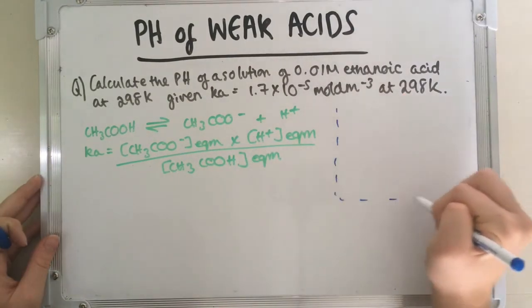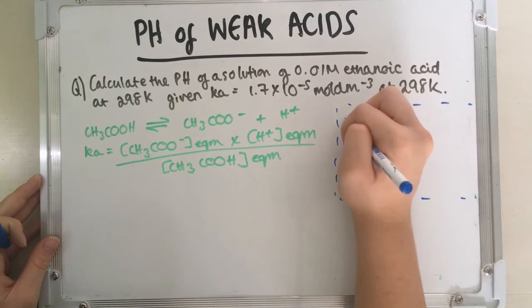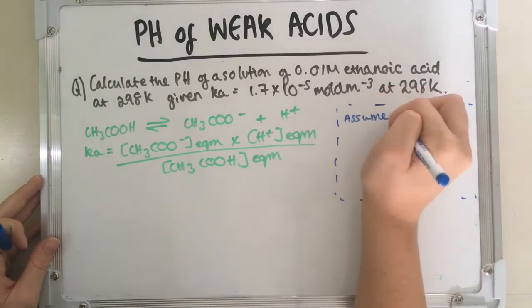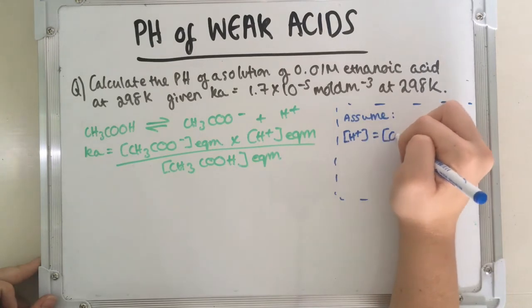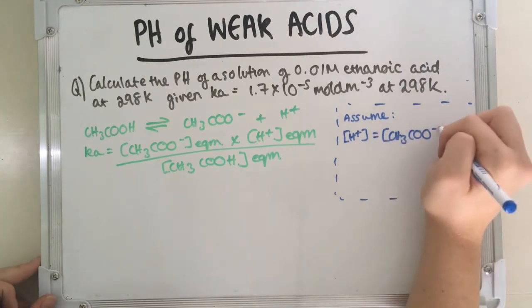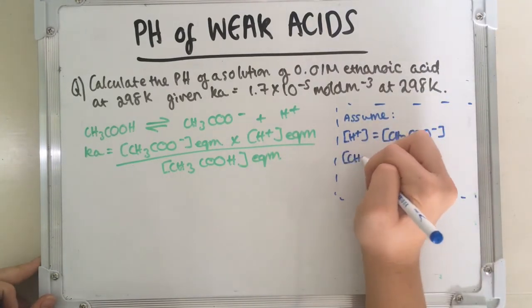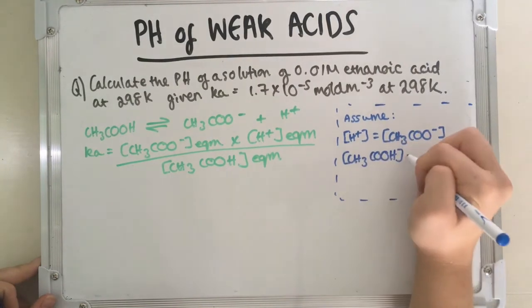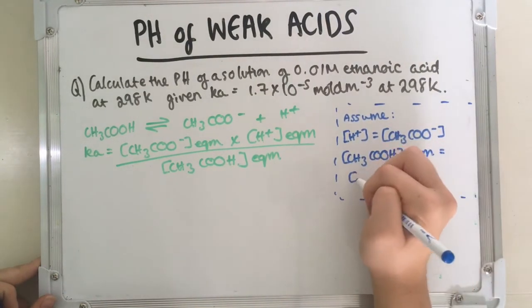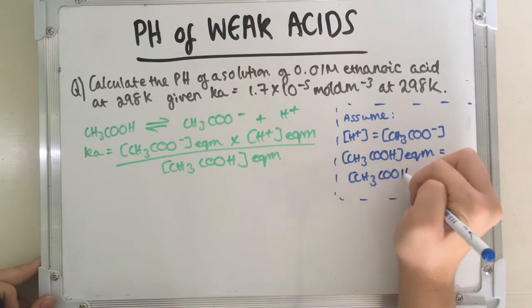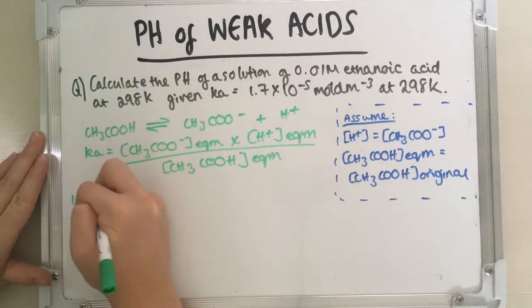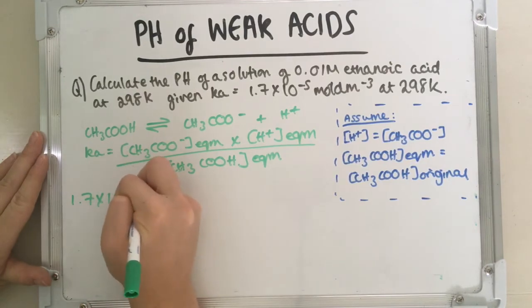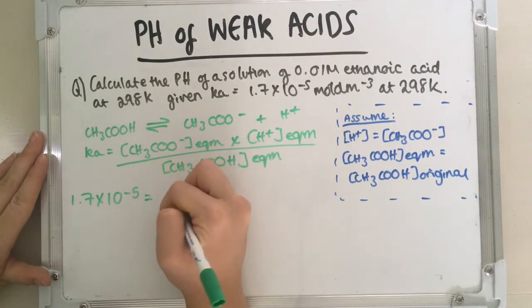In order to calculate the pH of ethanoic acid, we do need to make some assumptions. Firstly, we need to assume that the concentration of hydrogen ions is the same as the concentration of ethanoate ions. We also assume that the concentration of ethanoic acid at equilibrium is the same as its original concentration. Using this and the information in the question, we can calculate the pH of ethanoic acid.